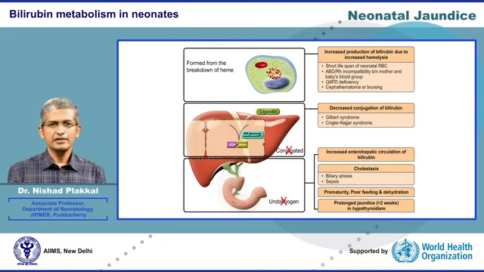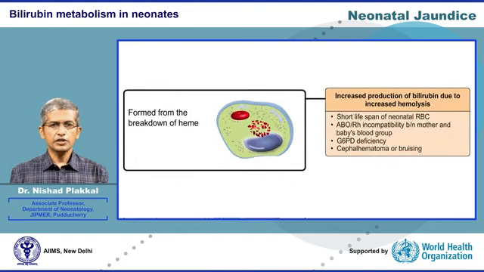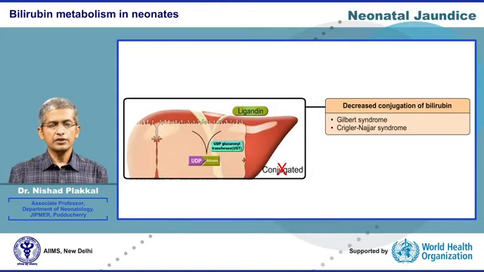In newborn babies, many of these processes can go wrong. First, they have an increased production of bilirubin. This may be due to ABO incompatibility or RH incompatibility. In northern parts of India, G6PD deficiency is an important cause. In addition, the presence of a cephalhematoma or bruising over the body can increase the bilirubin production and contribute to higher levels of jaundice. Apart from this, there may be decreased uptake of bilirubin into the liver, decreased conjugation and excretion in bile due to immaturity of the liver and deficiency of some key enzymes that are involved.